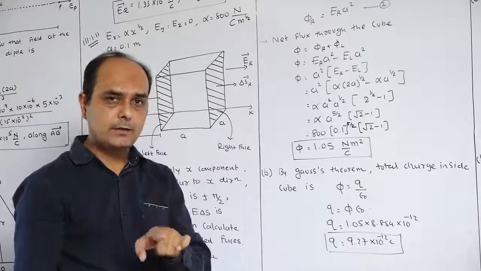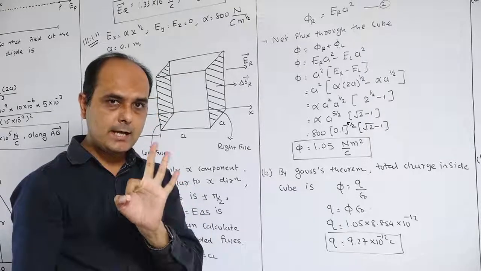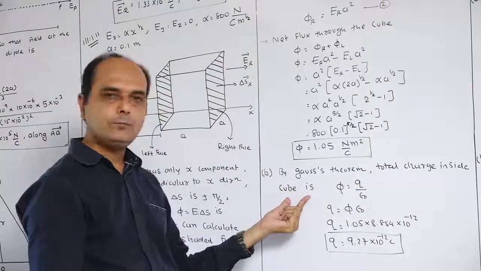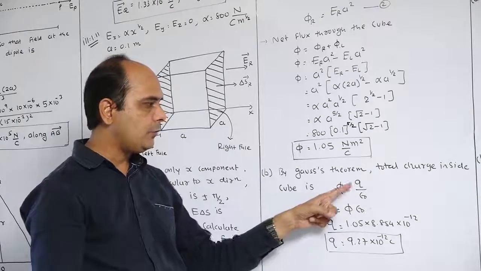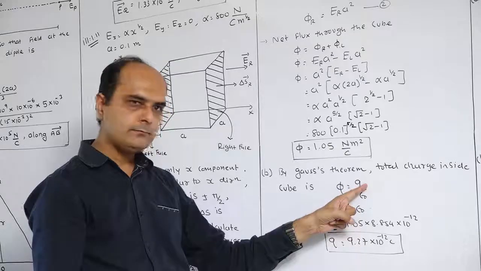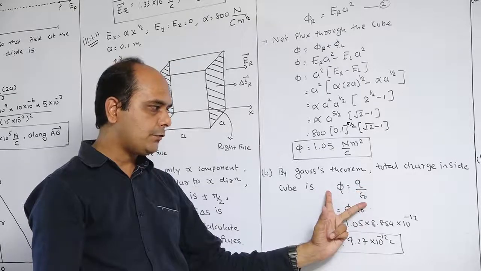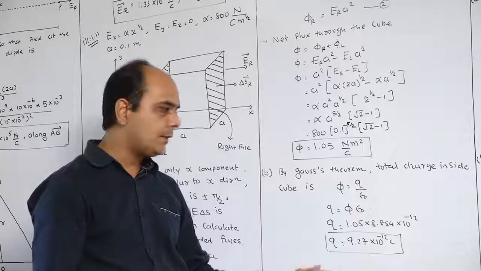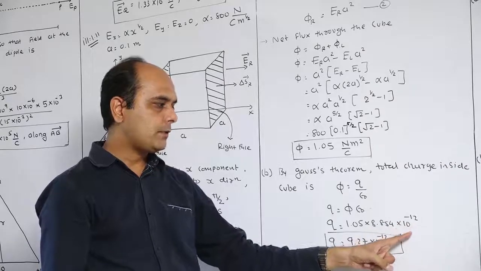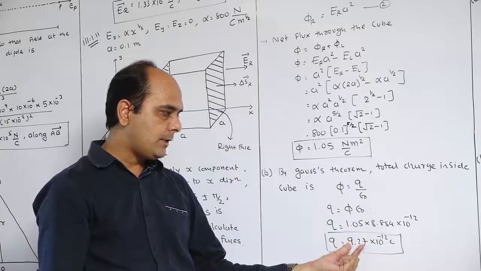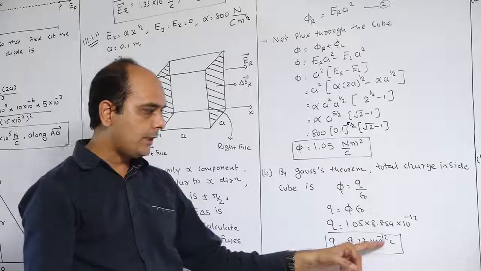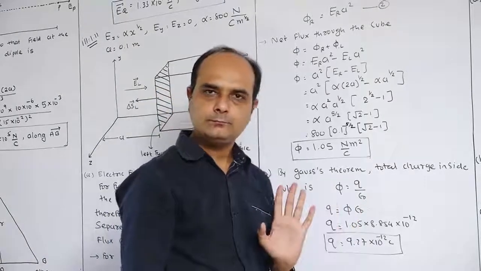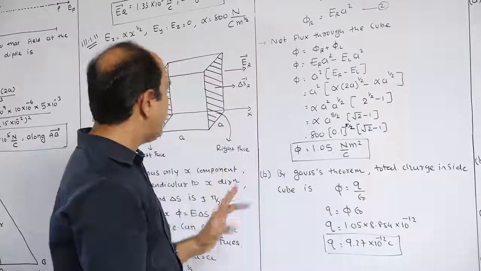Now what is the next question in the same one? Calculate the charge enclosed by this cube. By Gauss theorem, the total charge inside the cube. What is our equation of Gauss theorem? Phi is equal to Q by epsilon 0. What do we require? Charge. Now make Q the subject: Q is phi into epsilon 0. Phi is equal to 1.05. The epsilon 0 value will be given, otherwise you remember it: 8.854 into 10 to the power minus 12. By multiplying them, your answer will be 9.27 into 10 to the power minus 12 coulomb. This much amount of charge is enclosed by this cube. Okay, now illustration number 1.11 is completed.